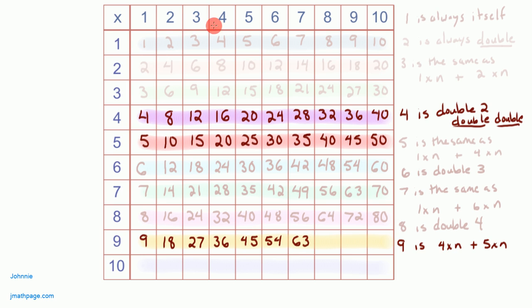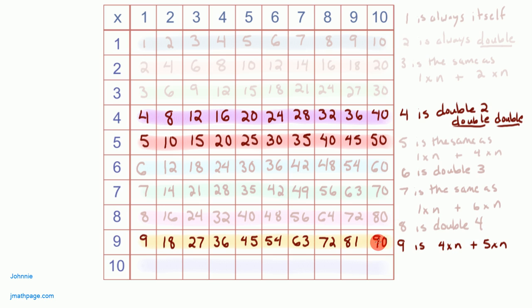9 times 8 is the same as 4 times 8 plus 5 times 8. This is easier to add, isn't it? 32 plus 40 is going to give us 72. 9 times 9 is the same as 4 times 9 plus 5 times 9. 36 plus 45, let's see, that one's going to give us 81. And of course the easiest one last, right? 9 times 10 is the same as 4 times 10 plus 5 times 10. 40 plus 50 is 90.